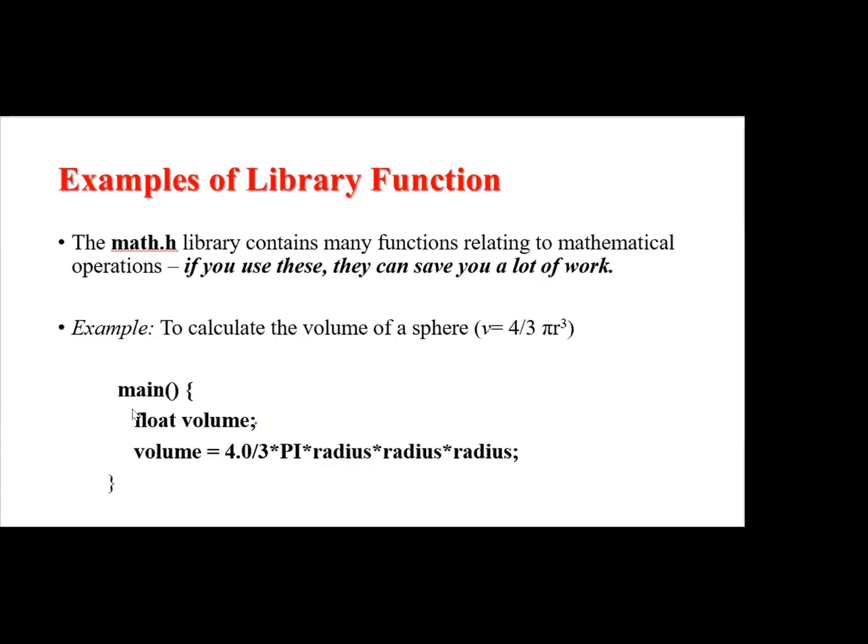So we'll write the program. We'll write the main function, then first define the volume. The volume is equal to 4 by 3 into pi. Let us assume that pi has already been defined here. We'll say #define pi equal to, let's say, 3.714, etc. So we'll assume that pi has already been defined. Then we'll write radius. Let us assume that the radius is provided by the user. So we'll write 4 by 3 into pi into radius into radius into radius, multiplying radius 3 times, since the formula is pi r cube, right?